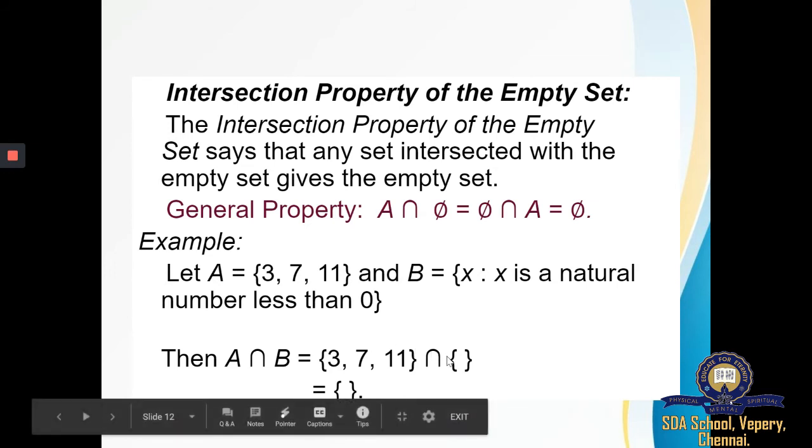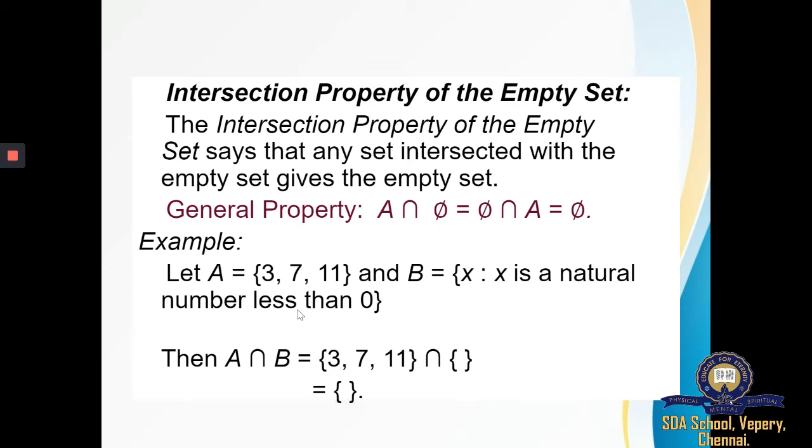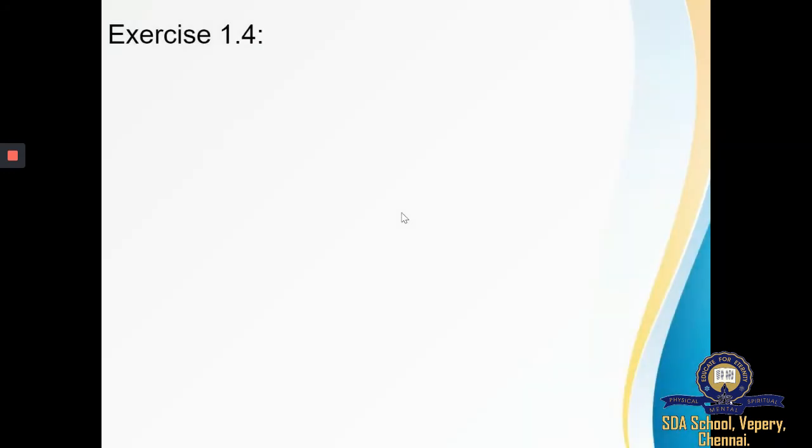I have to do the intersection of them. What do we mean by intersection? The elements which are common between both the sets. If you see carefully, there are no elements which are common between both the sets, right? So you have to write the null set back. So I have proved my general property which says that A intersection null set or null set intersection A will give you back your null set itself.